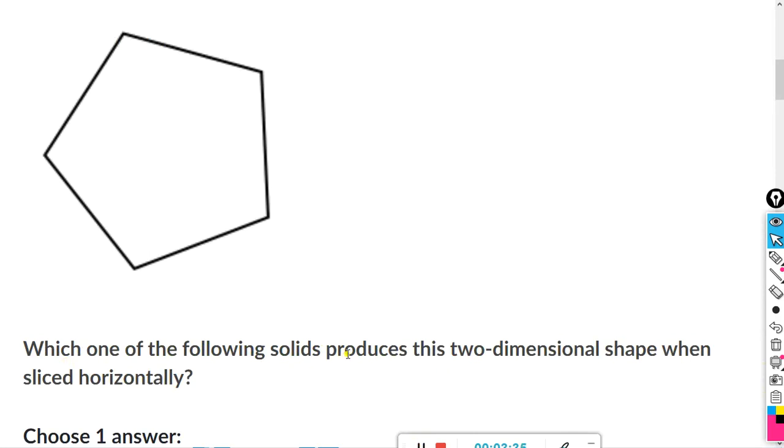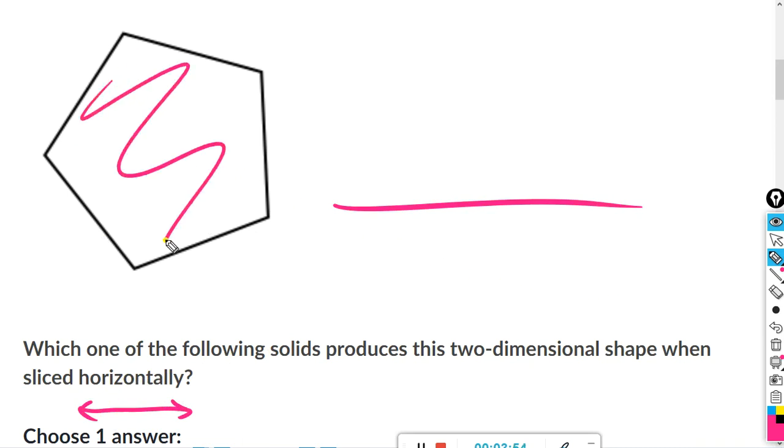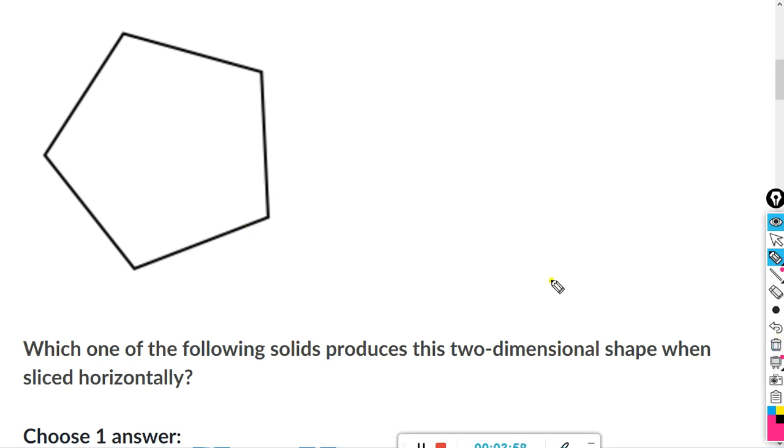Which one of the following solids produces this two-dimensional shape when sliced horizontally? Remember, sliced horizontally means it's being sliced from left to right. So in order to get this shape when you slice it this way, it's going to have this shape on the top and the bottom. So this is basically 1, 2, 3, 4, 5 sides. It's going to be a pentagonal prism.